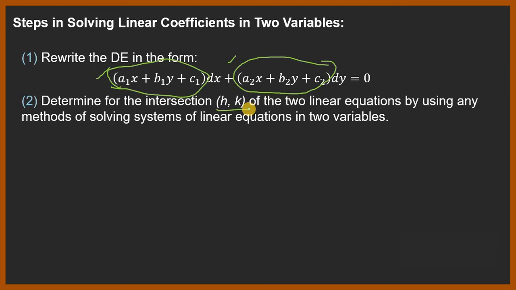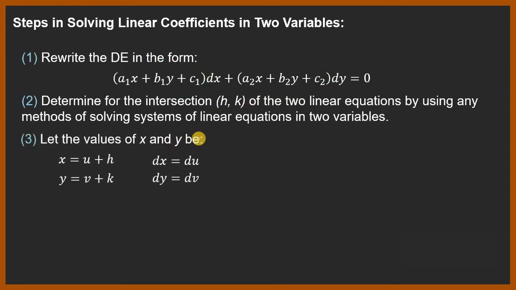Once we have gotten h and k, our third step is we let the values of x and y be equal to: x will be equal to another variable u, plus the value of h that we got from the intersection. And then, y will be equal to v, another variable, plus the value of k that we computed through step 2. And then, getting their derivative, dx is equal to du plus 0, because our h is a constant. So dx is equal to du only. Same here, y is equal to v plus k. When we take the derivative, this is simply dy is equal to dv.